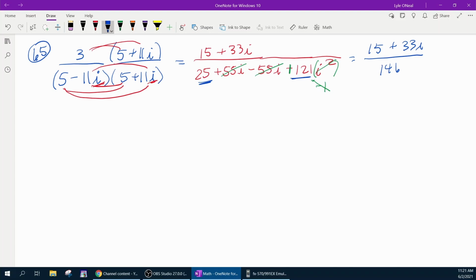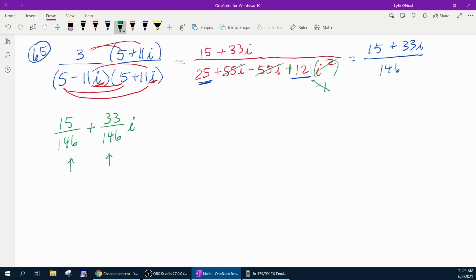146. Now that is the correct answer, but it's not in standard form. And so we do need to express that in standard form. What that means is we need to separate this into a real part and an imaginary part. So separated, that would be 15 over 146 plus 33 over 146. And I'm going to stick the i out to the side because the 33 over 146, technically that's the coefficient of i. And then you need to make sure that these fractions are reduced to lowest terms.